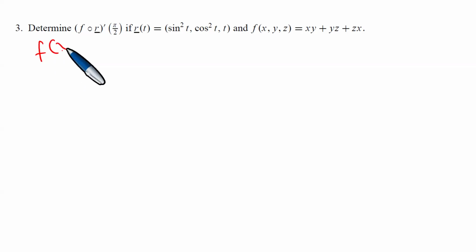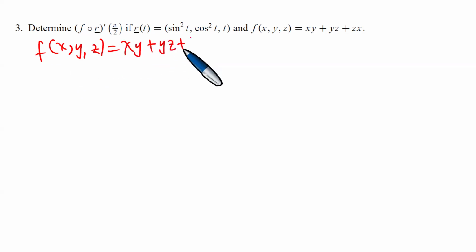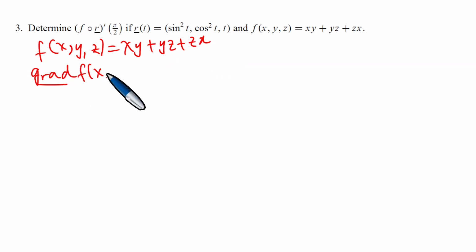We note that the function f is a function of 3 variables, x, y, and z, which is xy plus yz plus zx. Then we are able to find the gradient. We will first find the derivative with respect to x. This term, with respect to x, is going to just be y. With respect to x, is going to be 0. With respect to x, is going to be z.